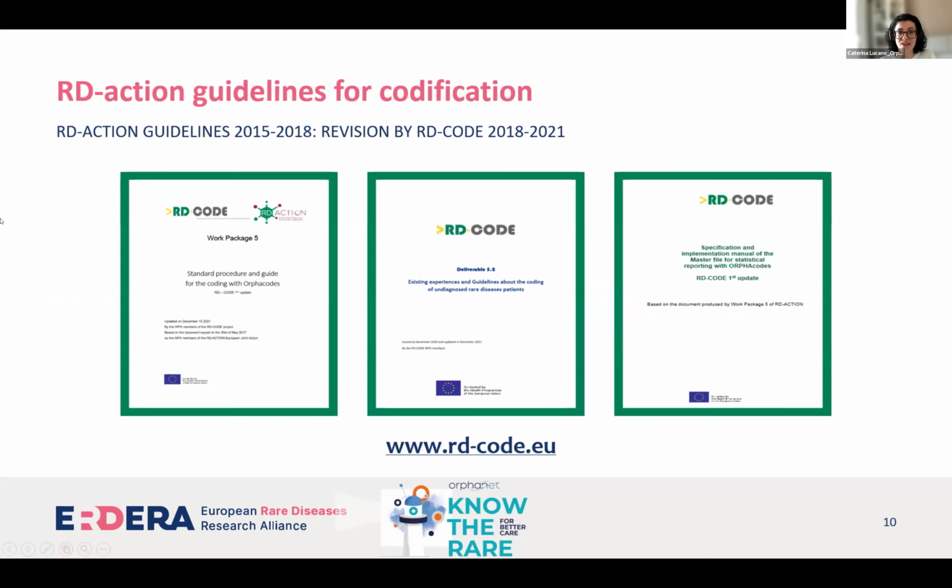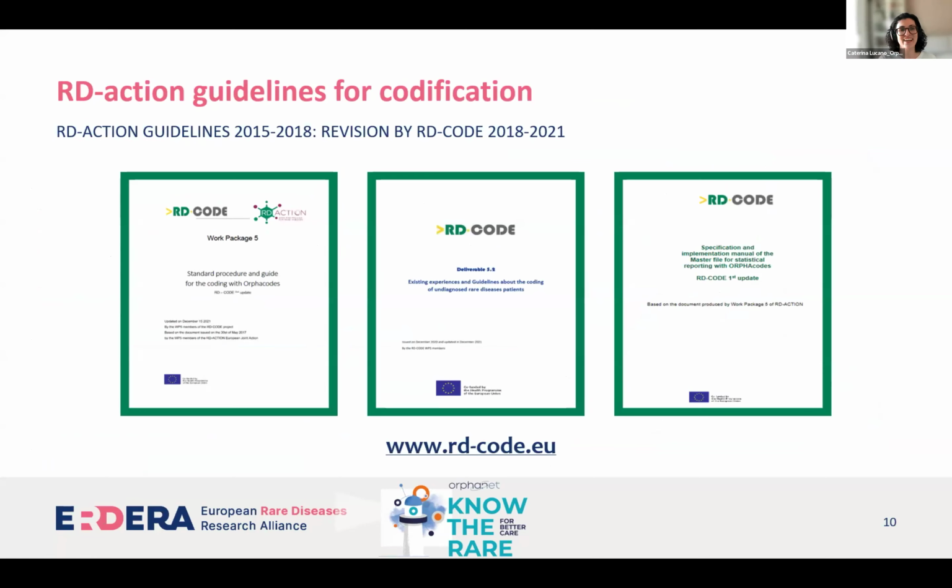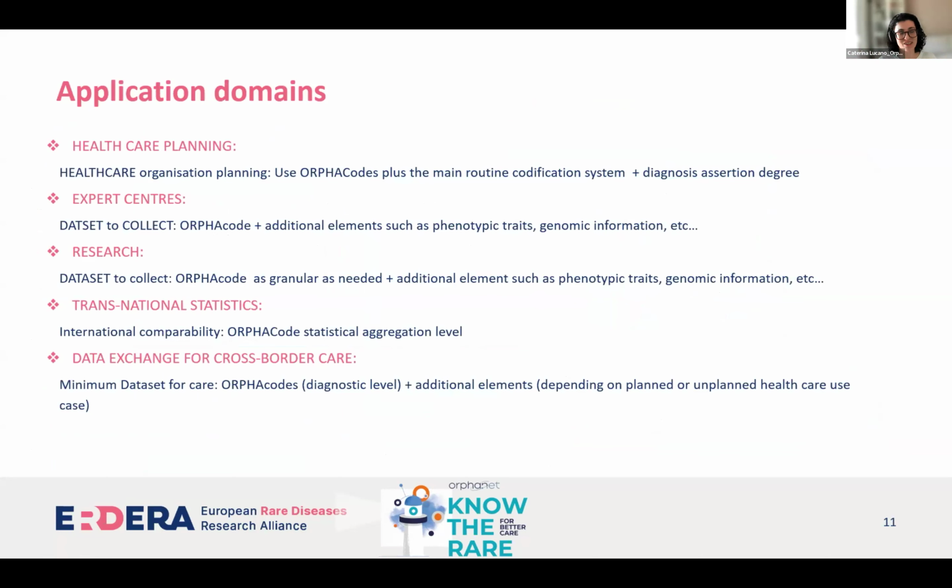So here you have the RD-Action guidelines. I just left a link for you to consult. But basically, those guidelines, which were then revised in RD-Action and RD-Code, identify two main domains, let's say. First of all, they identify application domains for coding with ORPHA codes, and all of those application domains you can see here. For every application domain, there is a specific recommendation on how to collect data.